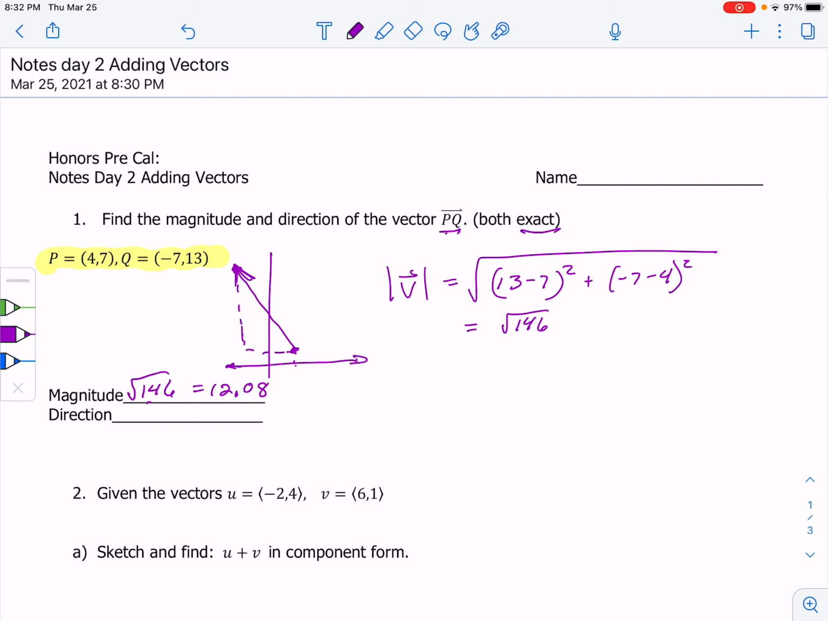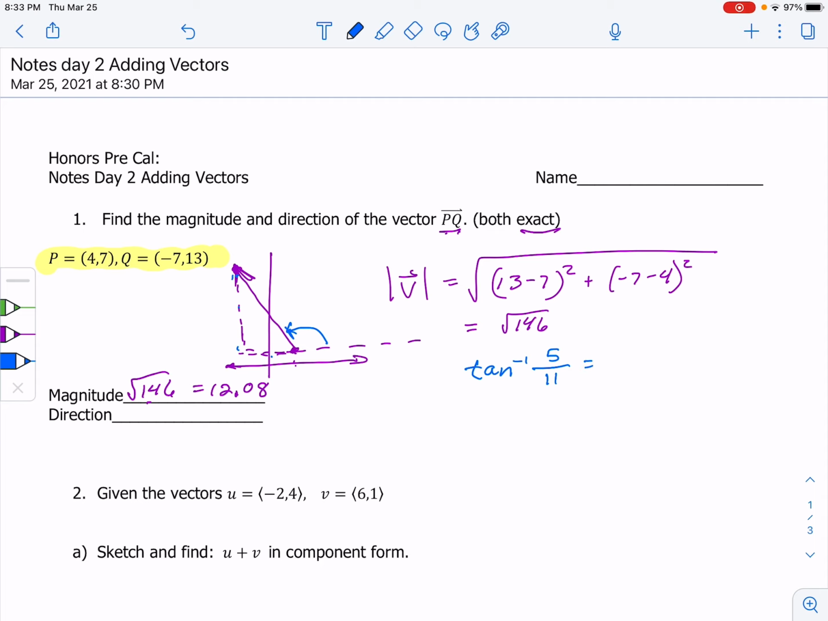So, square root. Direction. I need the angle. So, really, you draw a horizontal line here. And I'm looking for this angle here. I'm going to set it up as inverse tan, opposite over adjacent. So, this height is what? 13 minus 7, which is 5. And -7 minus 4 is 11. And it's going to give me an angle.